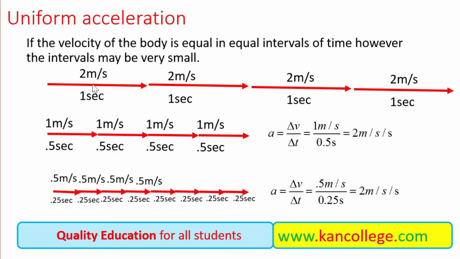If by decreasing the interval the behavior does not remain the same, and at different instants or different intervals of time the body has different acceleration, then we say that this is non-uniform acceleration. In uniform acceleration, the acceleration throughout the motion of the object, in the total interval of time, remains the same.